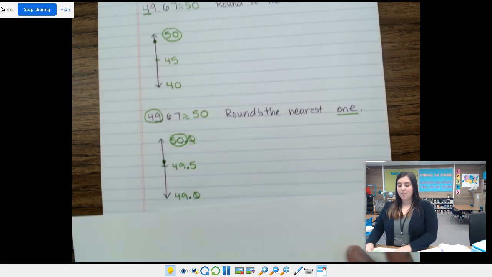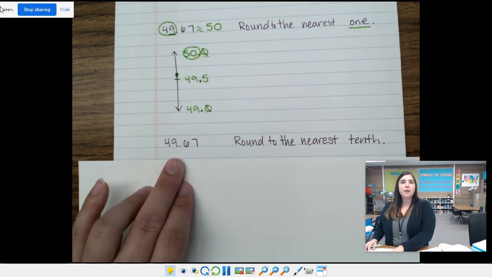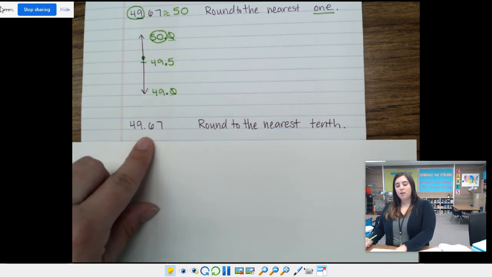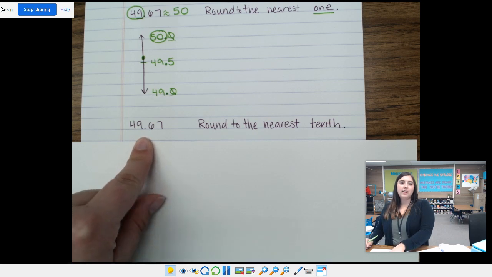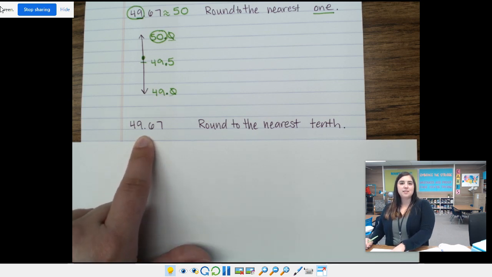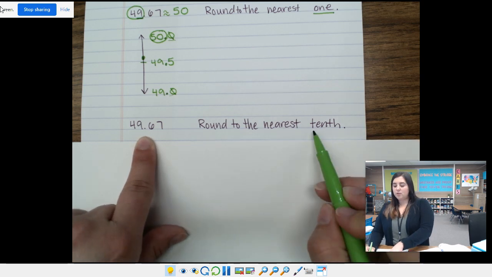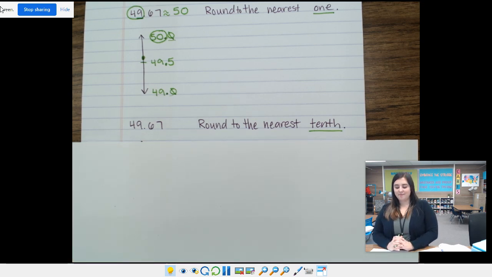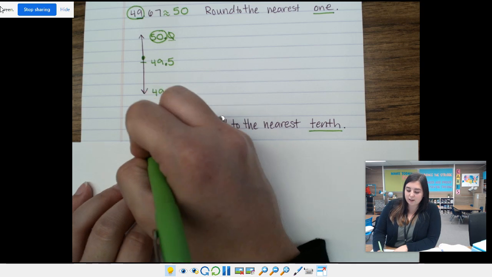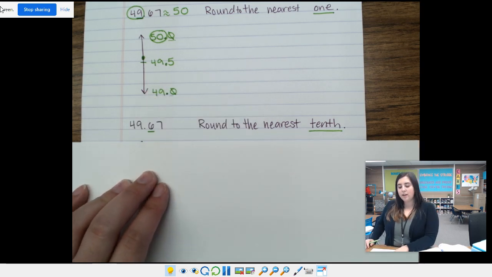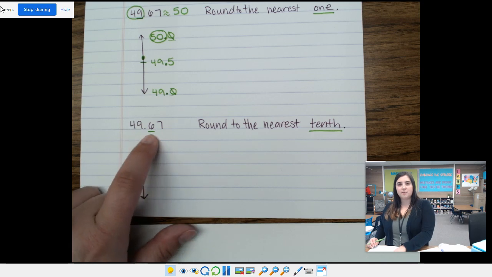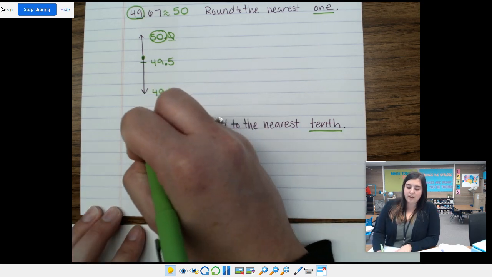All right, one last one. Same number. Let's round that to the nearest tenth. So erase your board. I want you to rewrite our number, 49.67. And I want you to underline the tenths place in this number. Where is that? Did you underline right here? So what number is going to be written at the bottom of our number line? Here's my hint. It is not just the decimal 6. Remember, we have to include everything ahead of it.